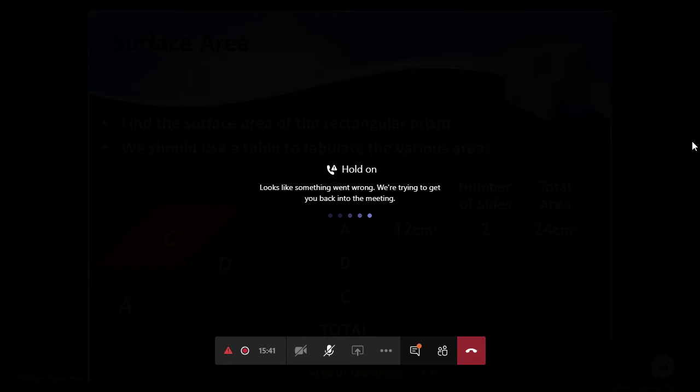Volume is equal to base into height. Actually, capital B shows the area of the base. Since it is a rectangle, we will be finding the base area, indicated with B, so 12. Okay beta, the base is a rectangle.